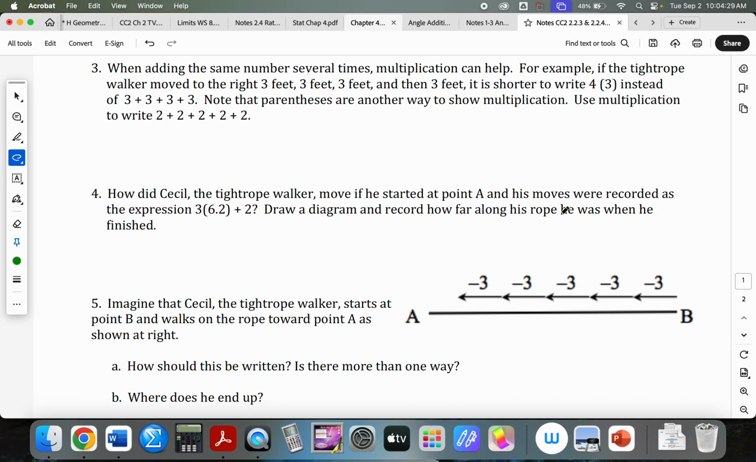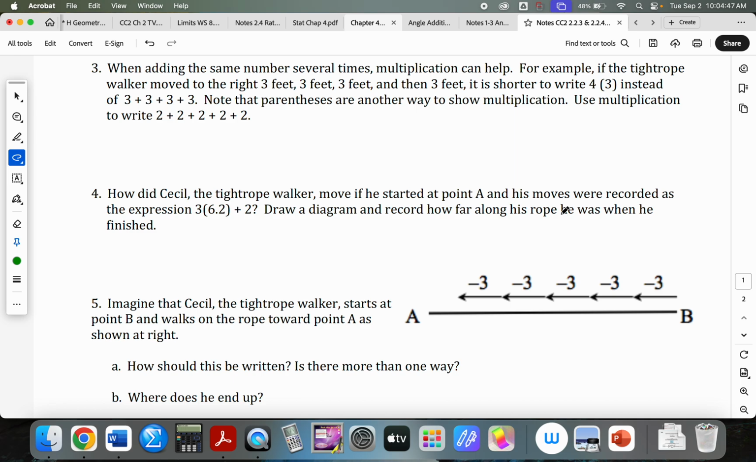So when adding the same number several times, we can multiply. For example, if the tightrope walker moved to the right 3 feet, 3 feet, 3 feet, and then 3 feet, it's shorter to write 4 times 3 instead of 3 plus 3 plus 3 plus 3.